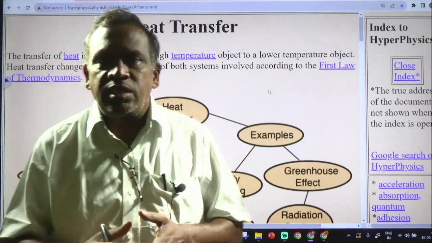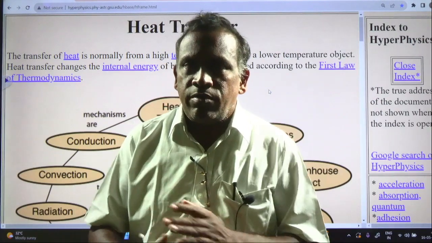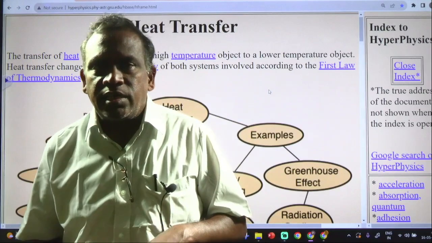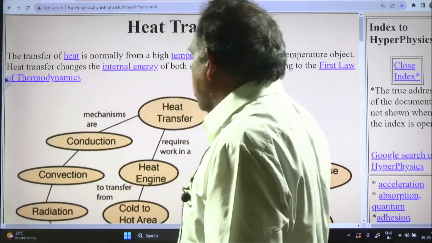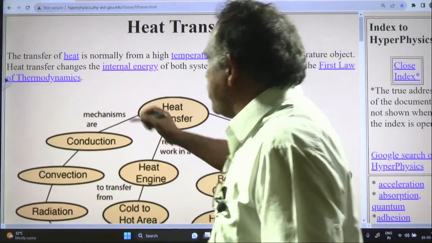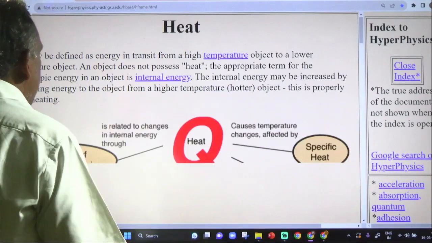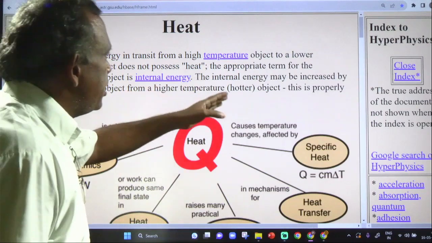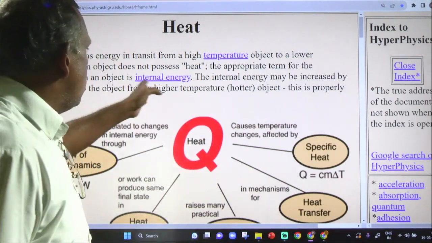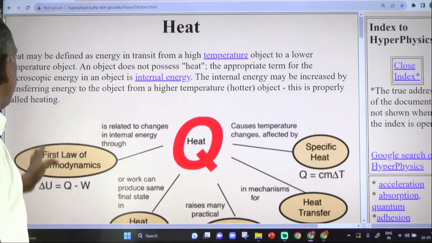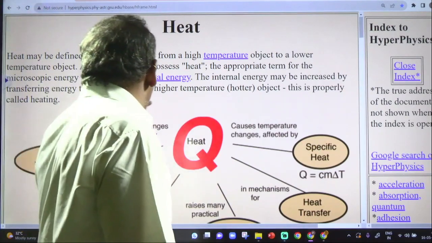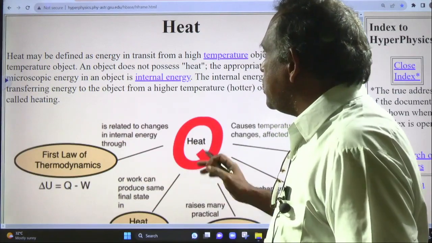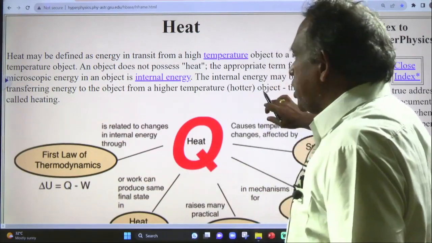Temperature is the degree of hotness or coldness of a body, where the average kinetic energy of the molecules is treated as temperature. Coming to heat, what is meant by heat? Heat is nothing but a form of energy. It transfers from high temperature objects. Normally, the appropriate term for microscopic energy, internal energy, is heat.